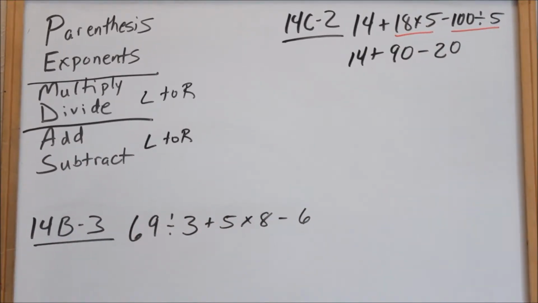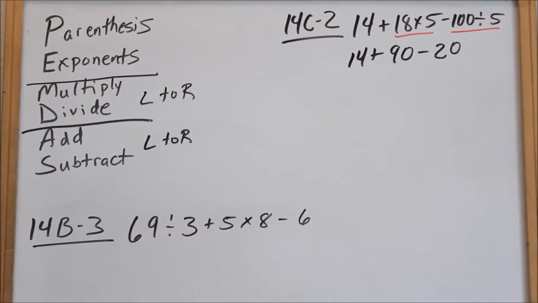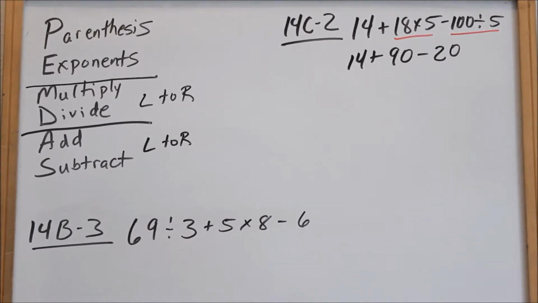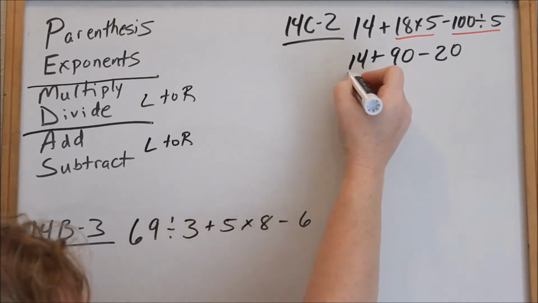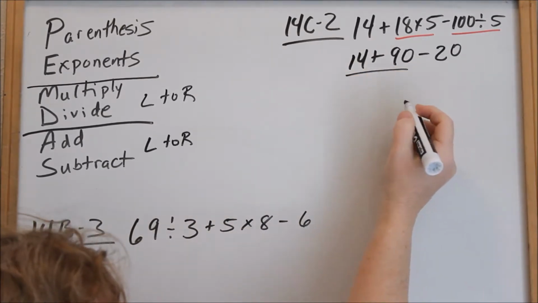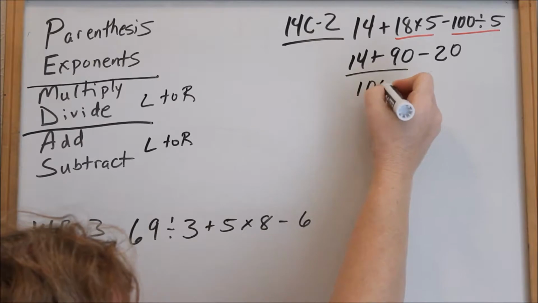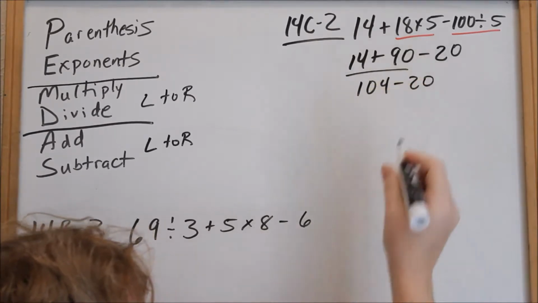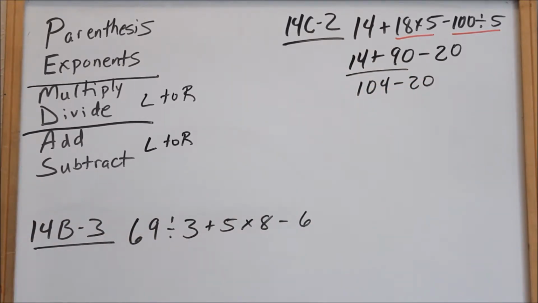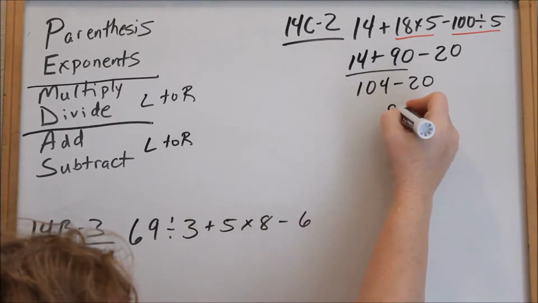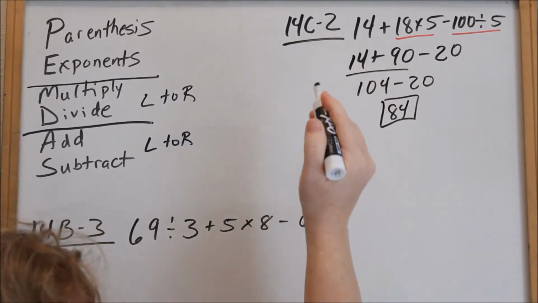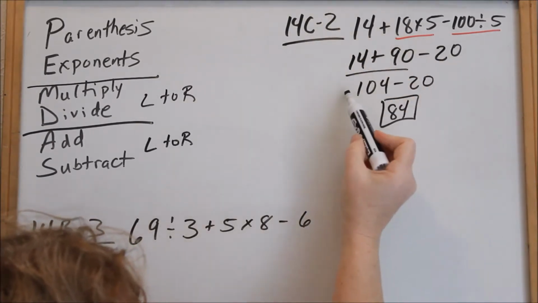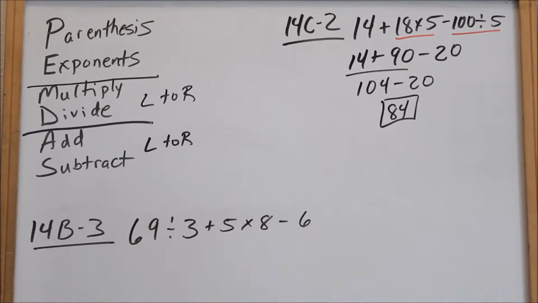Okay, so now then we only have addition and subtraction left. PEMDAS says do them from left to right, the way that we read. So we do our 14 plus 90 first. That would be 104 minus 20. So I recommend doing these one step at a time. If you write each step and do each step, you're less likely to make mistakes. So then 104 minus 20, 84. And I write one step and the next step, and I just keep going until I get the answer.